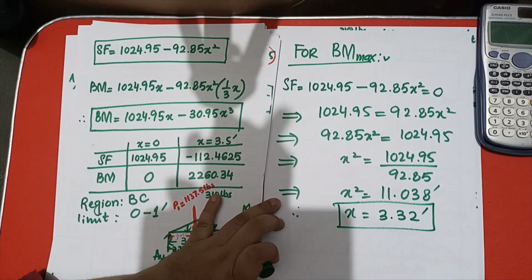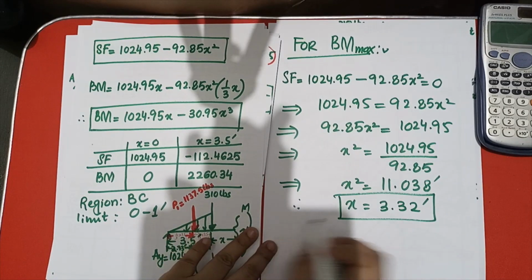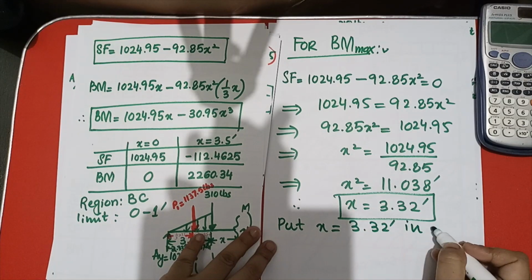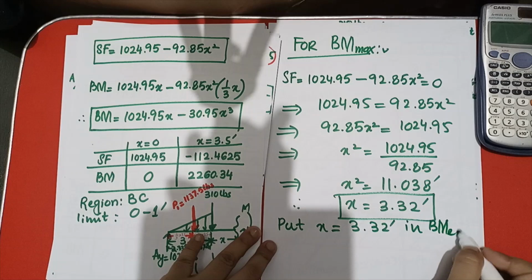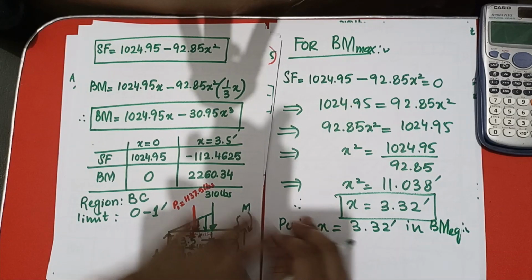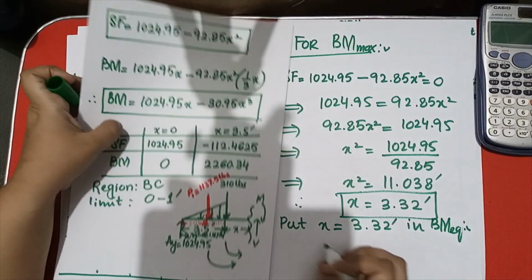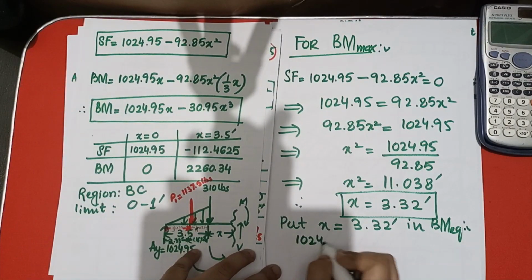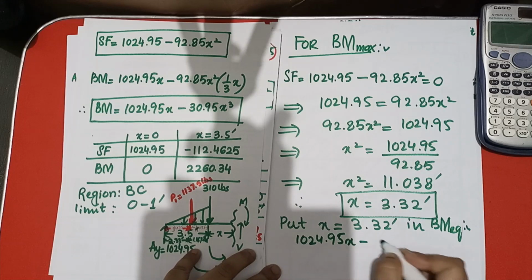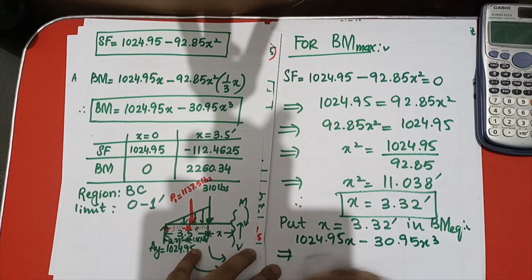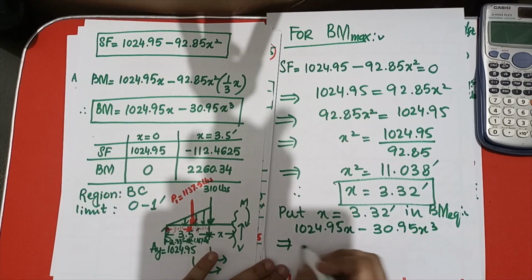So the value of x will be like this, and the next step, we have to put this x, 3.32 feet, in the bending moment equation. So we have to write down the bending moment equation here, and the bending moment equation for this region AB is this one. So it will be 1024.95 x minus 30.95 x cube. So we will put the value of x here.